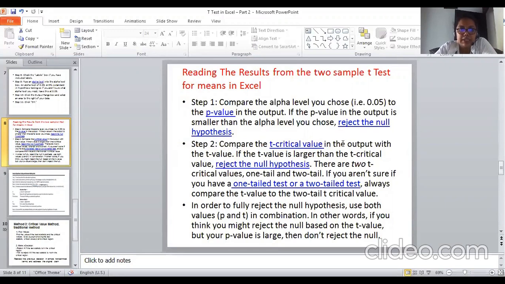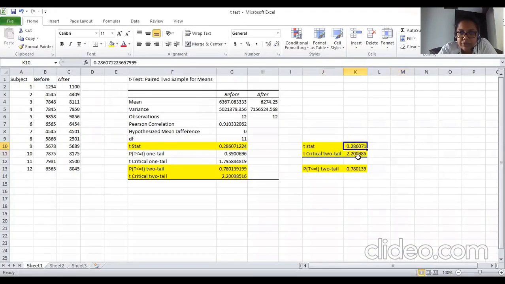Step 2, where we look at the t critical value. If the t value is larger than the t critical value, we reject the null hypothesis. Look at our t value in the Excel sheet. The t value is 0.2860 and the t critical value is 2.2009, which means the value is less than the critical value. So are we in a position to reject the null hypothesis now? No, we can't reject the null hypothesis. That means we are accepting the null hypothesis.